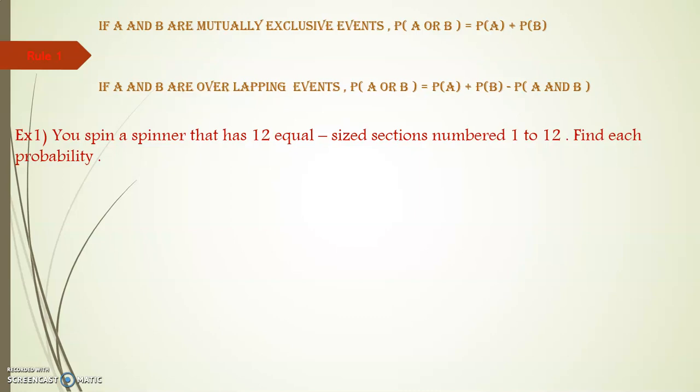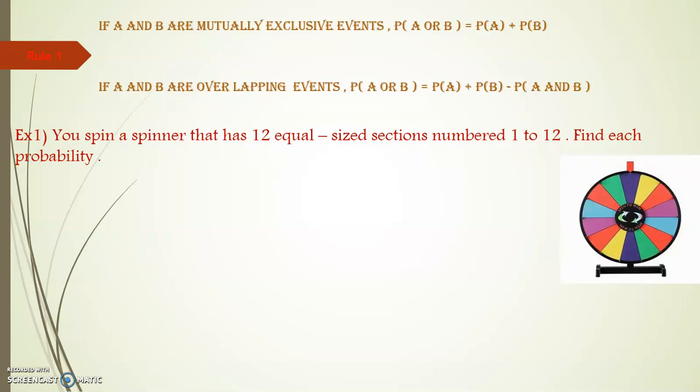Let's move to example number 1. You spin a spinner that has 12 equal-sized sections numbered from 1 to 12. Find each probability. Number 1, probability of 3 or 4. Probability of 3: how many 3s are there? Just 1, so 1 out of the sample space, 12. Probability of 4 is also 1 out of 12. When we add them together, it will be 1 out of 6.